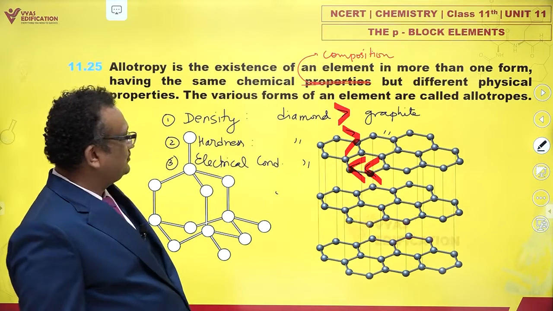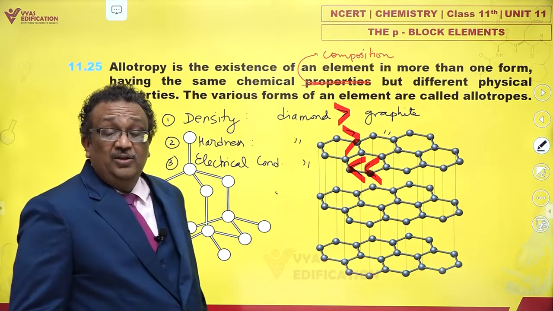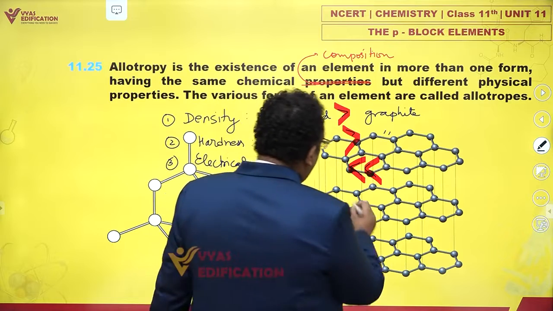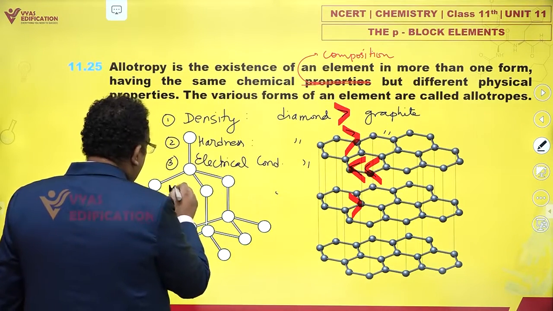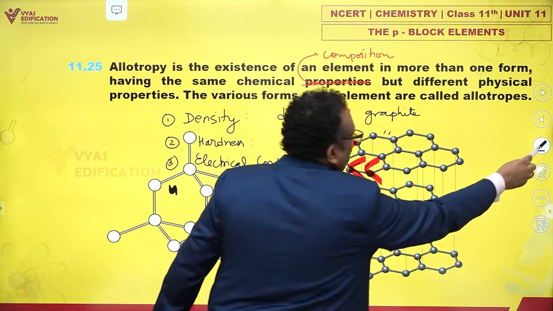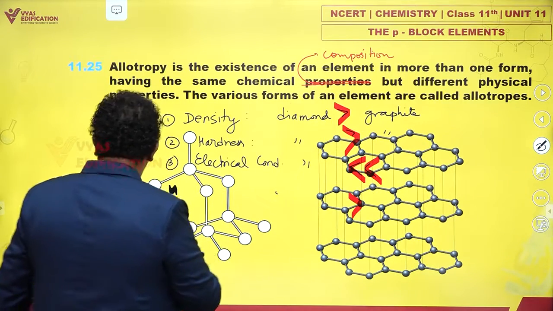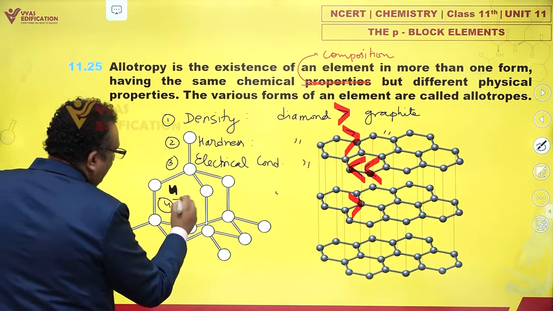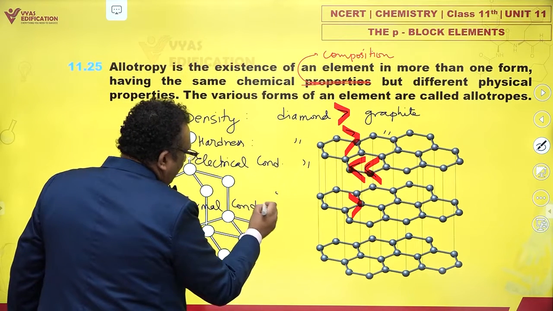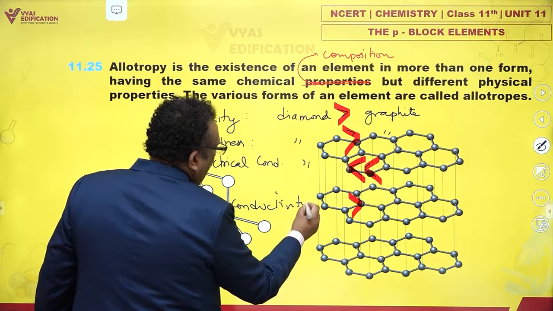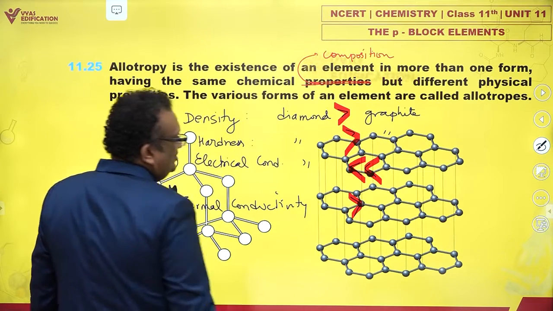What about thermal conductivity? That also is a very interesting property. And you find that the thermal conductivity of diamond is more than graphite.